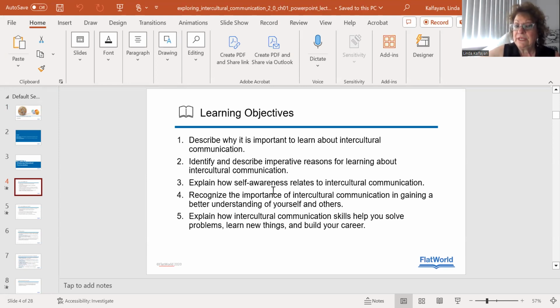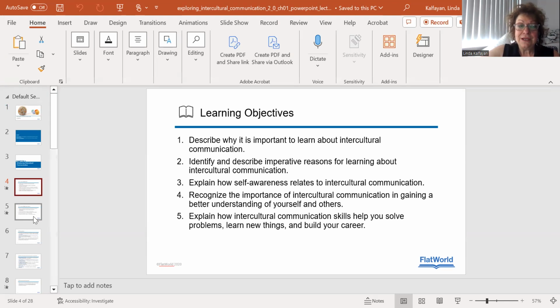Explain how self-awareness relates to intercultural communication, because sometimes we are unaware of what we're doing that might have a negative idea, reasoning, or effect on someone else. Recognize the importance of intercultural communication in gaining a better understanding of yourself and others, and be proud that I can discuss a field of experience. Language, rather, from my generation, when I say the towers went down, we all know what we're talking about. So that's a language of experience. Explain how intercultural communication skills help you solve problems, learn new things, and build your career.